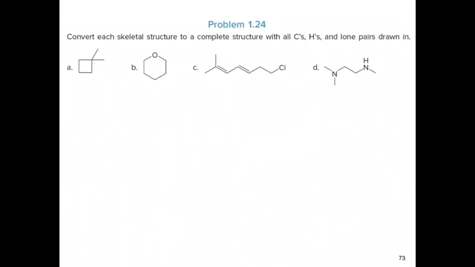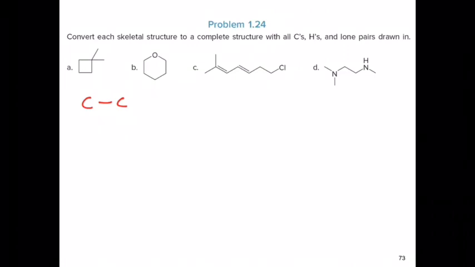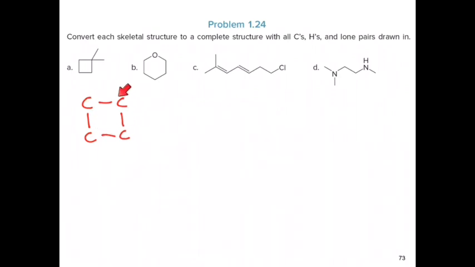Okay, so looking at this first molecule here, there's a total of 4 carbon atoms that are connected to form a square. So you have 4 carbon atoms, 1, 2, 3, and 4, that are connected together to basically form a ring. So this is called a ring. Any closed loop is a ring, basically. All right, and then this carbon here is connected to 2 other carbons.